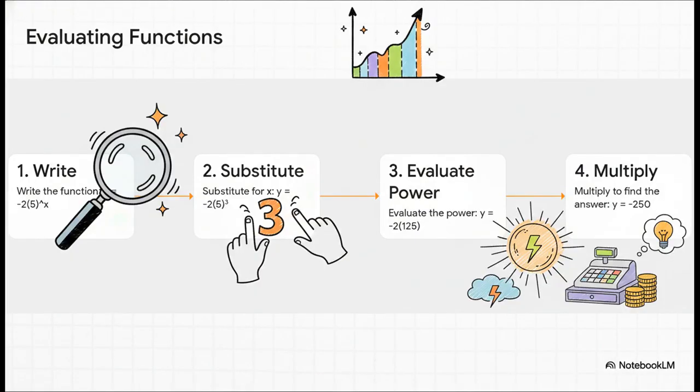Now, let's put this into practice with an example from our source. We want to find the value of y when x equals 3. So, first step, we just swap the x for a 3. Then, you got to handle the exponent first. So 5 to the power of 3 is 125. And finally, you multiply by that starting value, which is negative 2. And that gives us negative 250. See? Just a few quick steps.